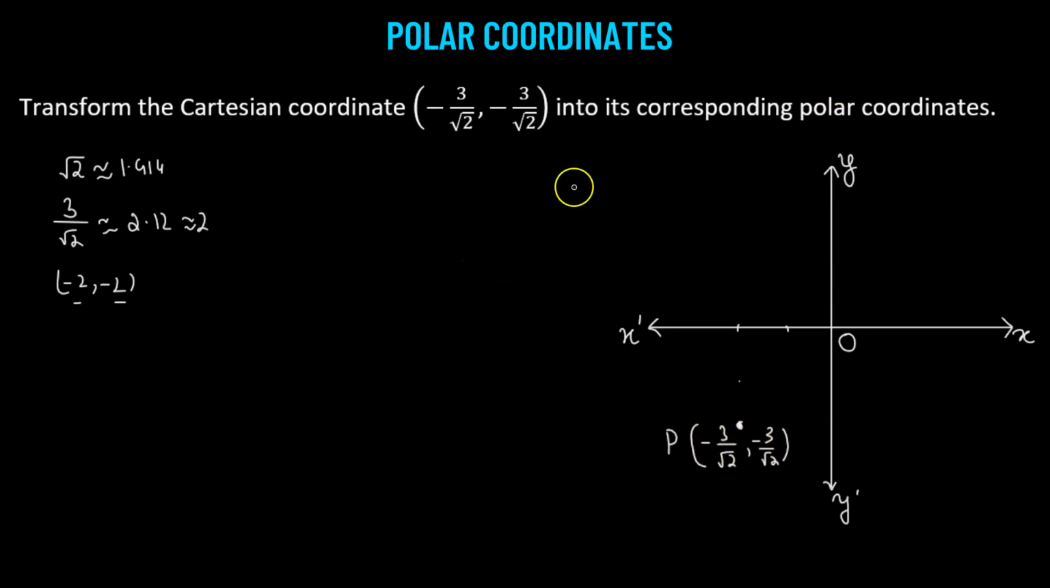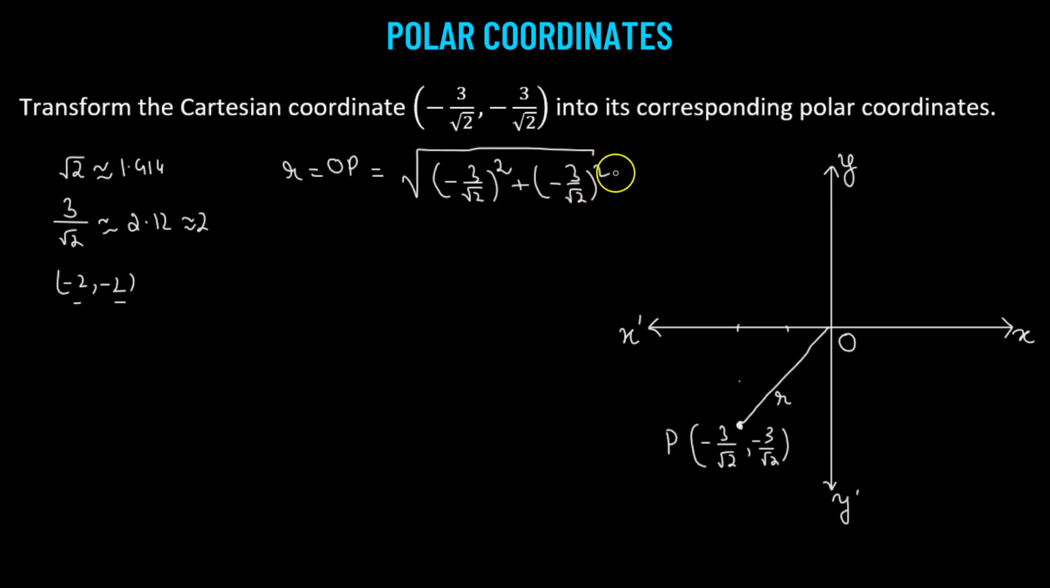Now let us begin. Our first goal will be to join the point P and point O. This is going to give us the radius R. So here, radius R, which is the line OP, can be simply obtained by using the distance formula. All we have to do is take the square root. Underneath the square root, first we'll consider the x coordinate, so that's -3 over square root of 2. We're going to square this value and then add it to the y coordinate -3 over square root of 2. We're also going to square this value.